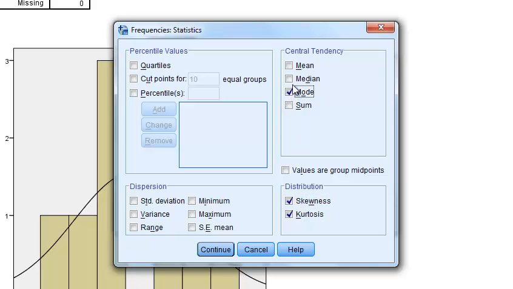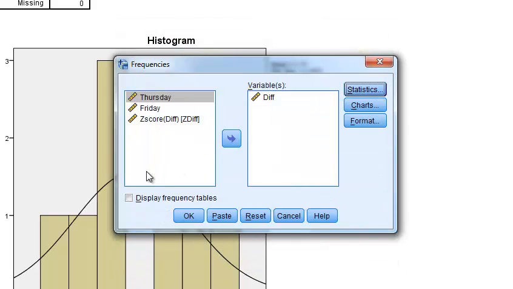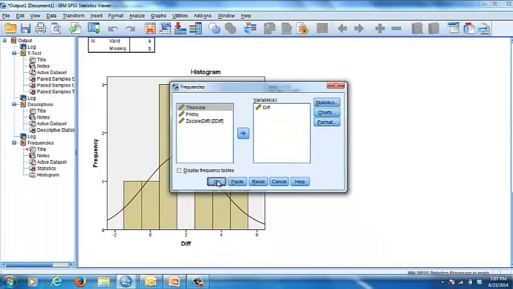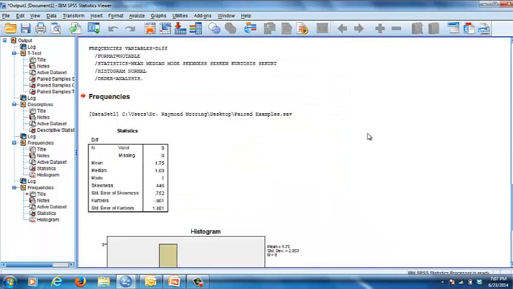and I want mean, median, mode, and click OK or continue, and I don't want the frequency table, and just click OK. Okay. Now, what I got back is the mean, median, mode, skewness, and kurtosis. Right? The mean is a little bit larger than the median, but the median and the mode are the same.